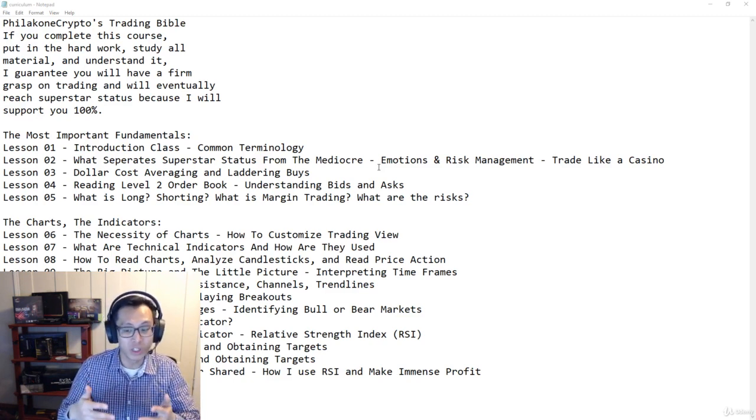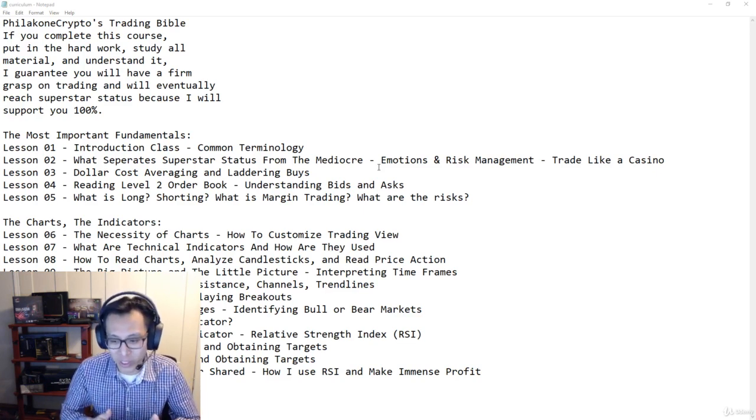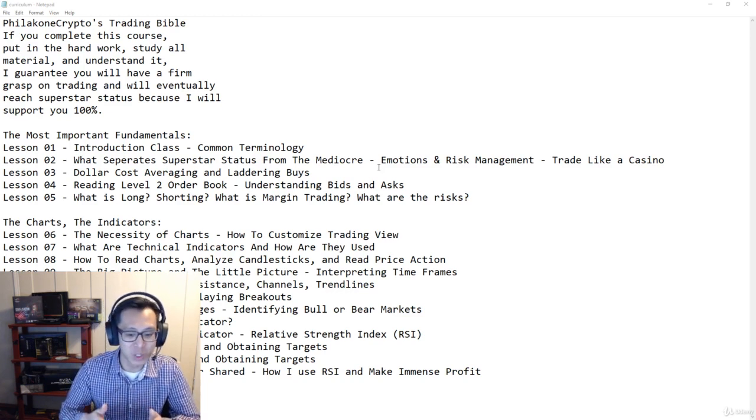Because when you take good trades, the profit will naturally roll in. So always focus on playing the game right, not winning. If you focus on playing the game right, you will naturally win as a bonus, okay? And then in the previous lesson, we talked about the necessity of charts, right? Which was how to customize TradingView, right?